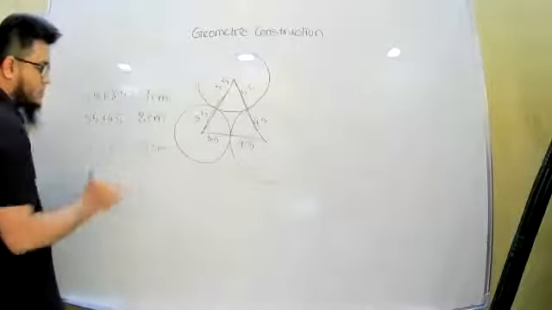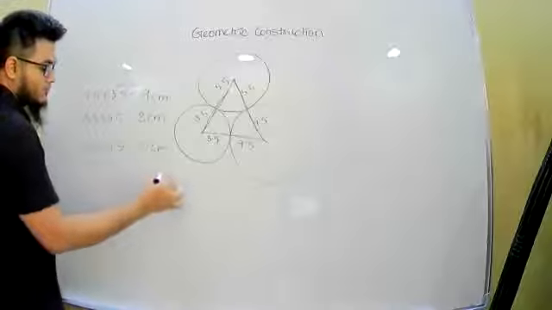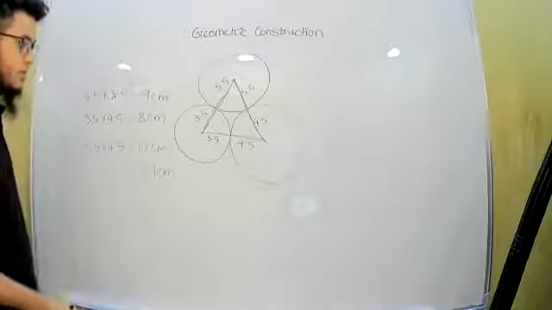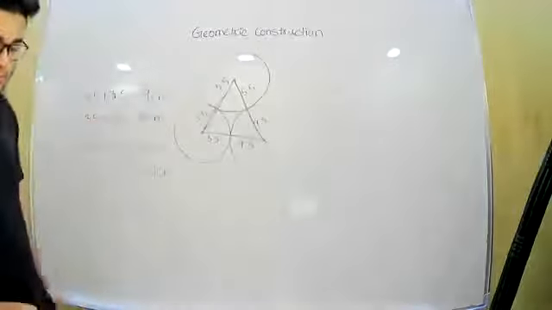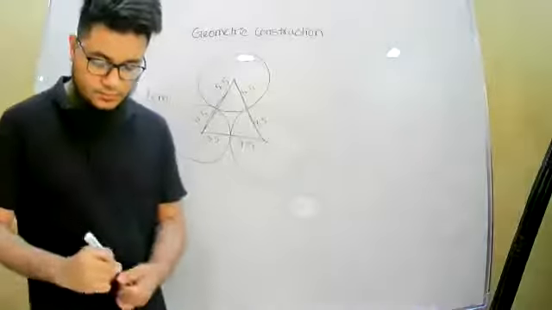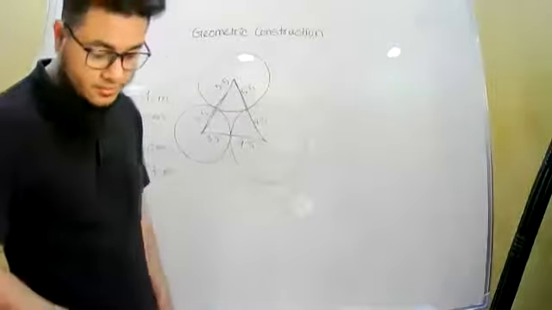So what is the result? 10 plus 8, 18, 18 plus 9, 27 centimeter. That is the perimeter, right? The perimeter is the summation of the lengths of the three sides of a triangle. Correct? So the answer is 27 centimeter.